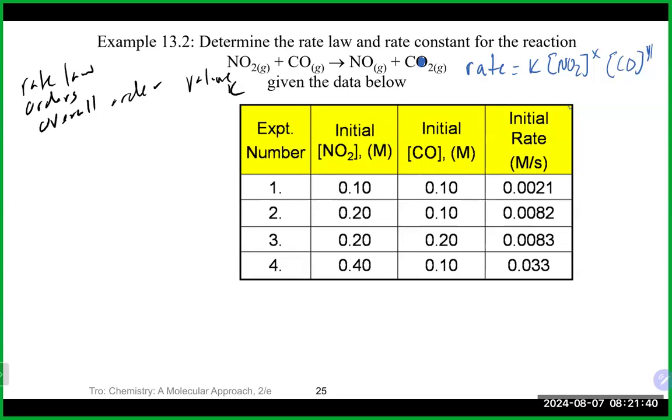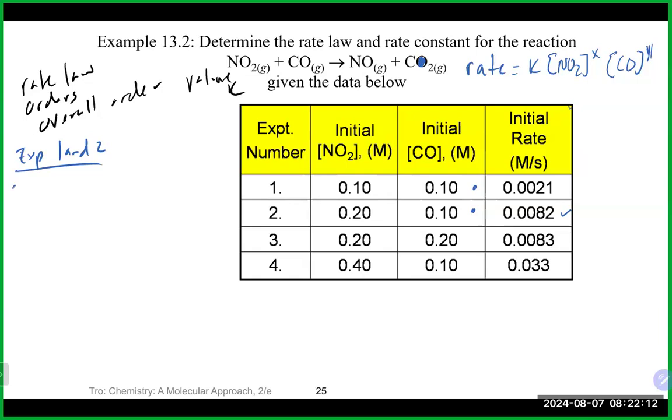So remember, when we're doing this, we're looking for two entries where one of the concentrations stays constant and one varies. So just looking at it here, 1 and 2 will achieve that for us. That's going to keep the CO constant and vary the NO2. So if we look at experiments 1 and 2, again, we're going to take the larger rate on top. You don't have to do that, but it gets you a nicer number sometimes. So I'm going to put number 2 up on top.